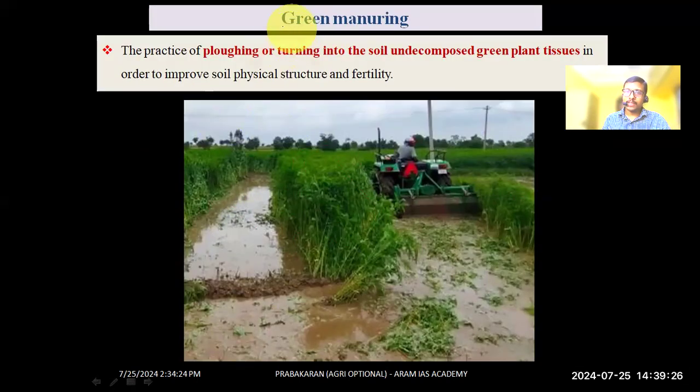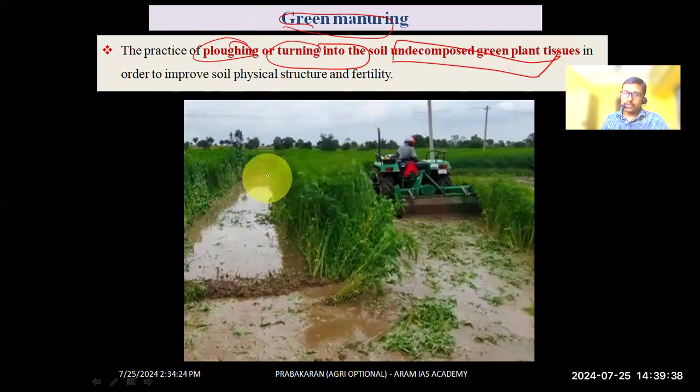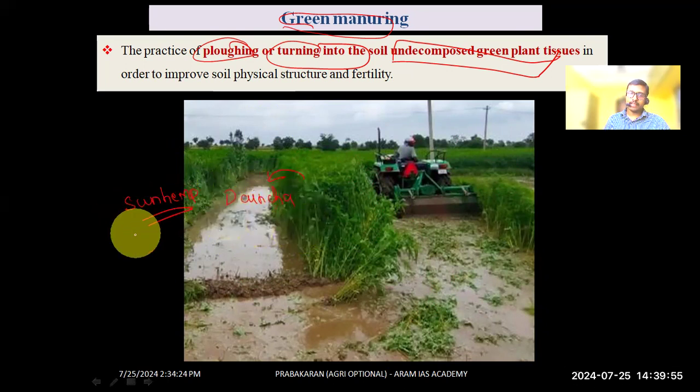First, let's see about green manuring. It is the practice of plowing or turning into the soil some of the undecomposed green plant tissues. The green manure crops used can be dhaincha or sunhemp. With respect to rice cultivation, you might have observed these practices.